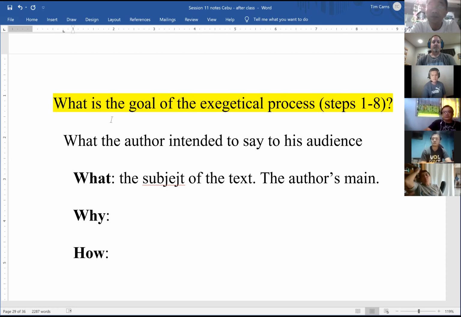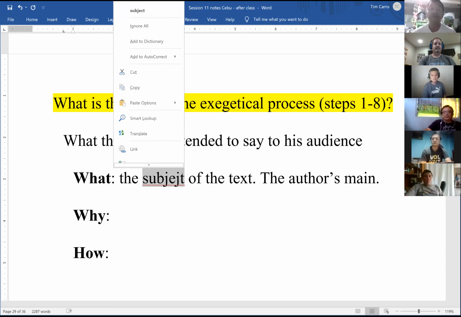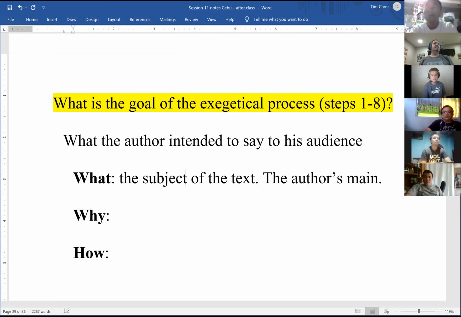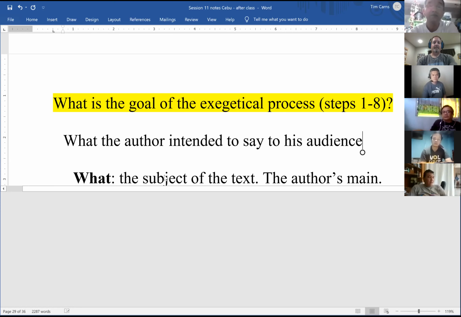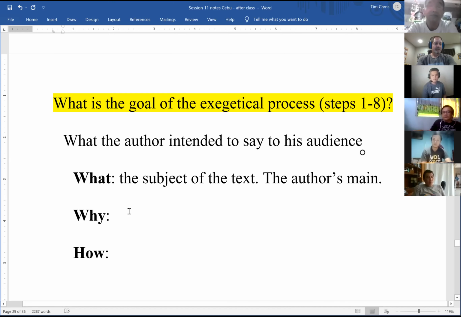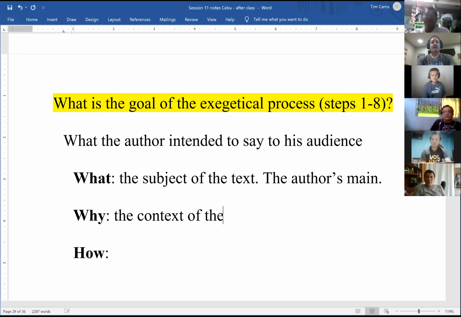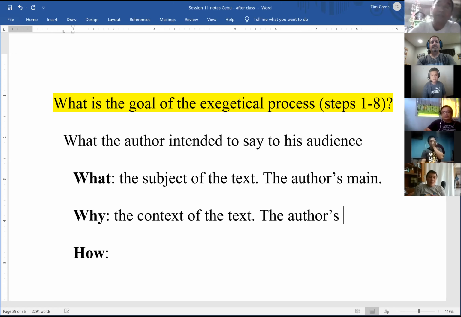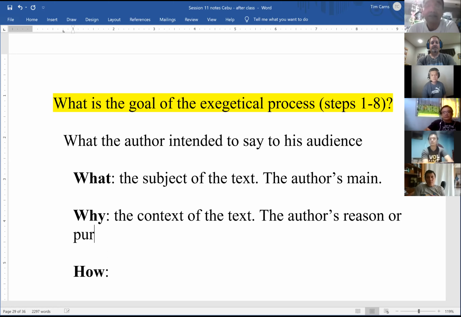All right. Who can tell me what the why is? What is the author's why? The purpose. Okay. Good. The why is, we could say, the context of the text, the author's reason or purpose for his main point. Yeah, in your notes it's called the contextual matters, but basically it is: why did the author make this point? Why is this the author's theme? Why is he talking about this particular subject?